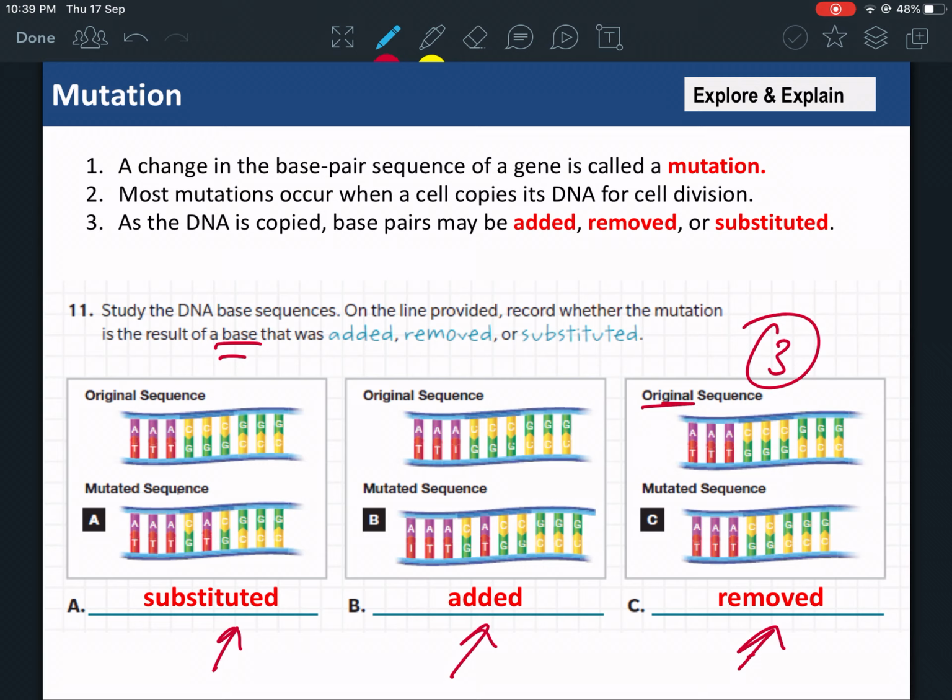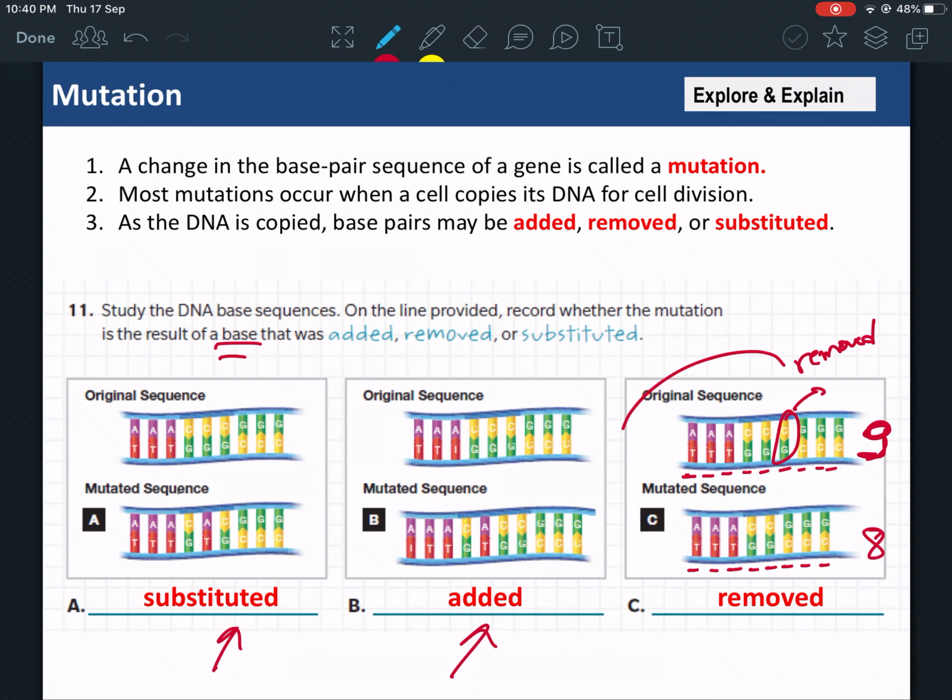Here, this is the original sequence, this is mutated. Look, we have AT, CG, and then look at this, G, but this one, which is here, is not here. It has been removed. We can add them up and see. There's 1, 2, 3, 4, 5, 6, 7, 8, and 9. We have 9 base pairs here, but look here, we have 1, 2, 3, 4, 5, 6, 7, 8. We have 8 here. One from here, which is this one, was removed in the mutated one.